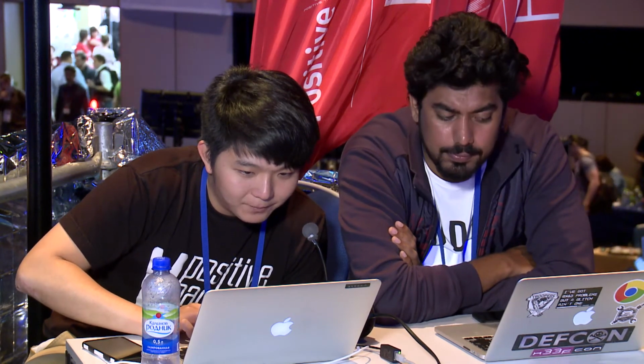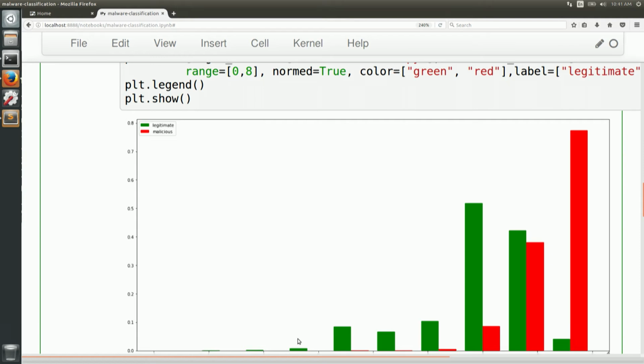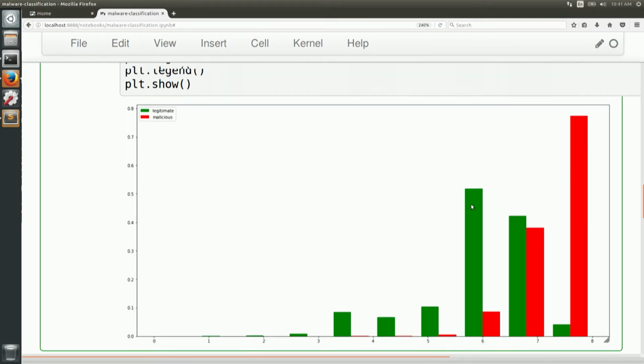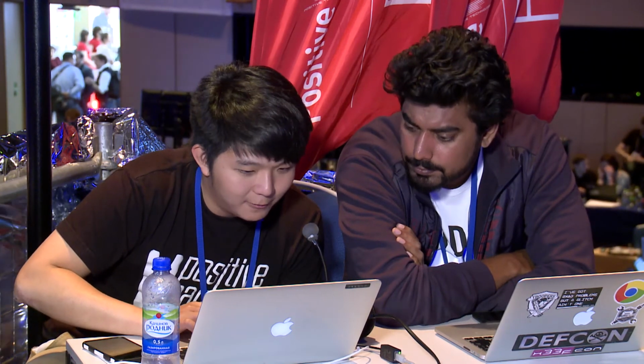Looking at something like sections max entropy, we try to plot a graph to see if this actually is a useful feature. Green is legitimate, red is malicious, and we see that there's a pretty clear distribution difference between the green and red. Most of the greens have a sections max entropy of about 6, whereas very clearly the malicious binaries have a very high sections max entropy, which could indicate the use of packers, because when binaries use packers, the entropy of sections will be high. So maybe this is a good feature to include.